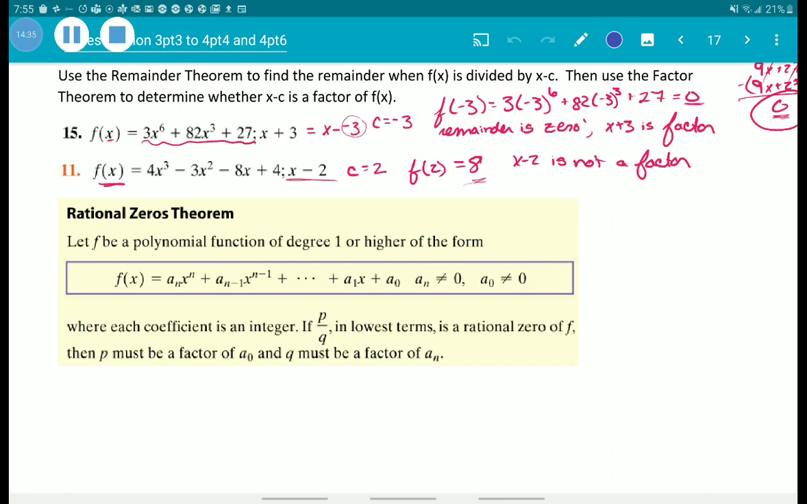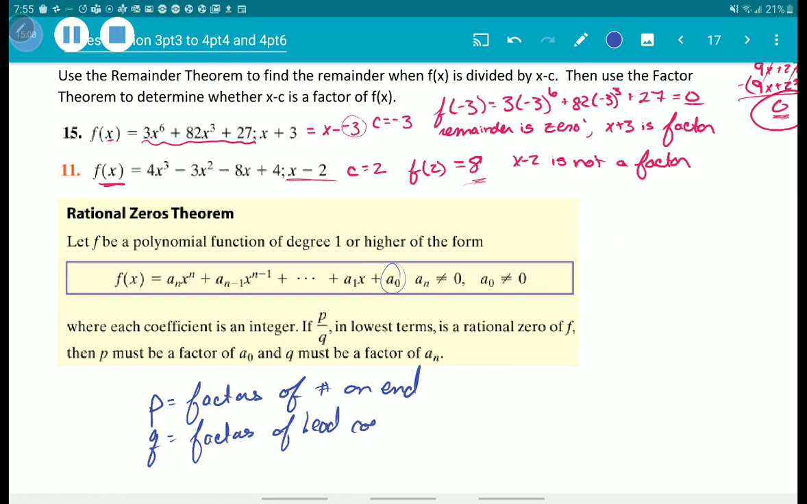So the rational zeros theorem says that we're going to find a list of possible rational zeros. And I call it my PQ list. So we have this polynomial here. And P is going to be factors of that number that's on the end here. Q is going to be factors of the leading coefficient. So then our P over Q is going to be the ratio of those.